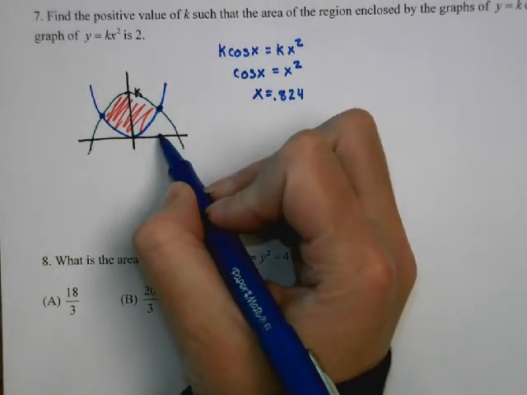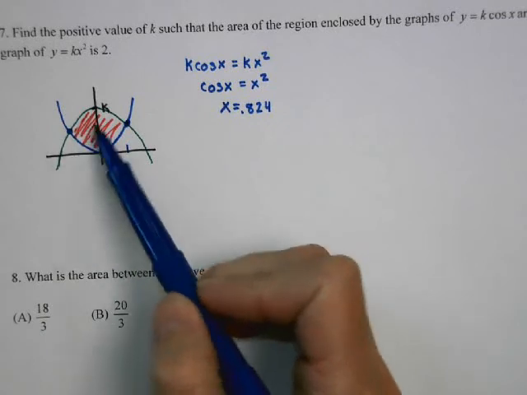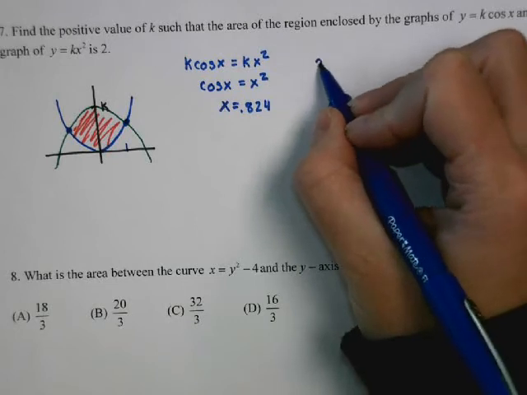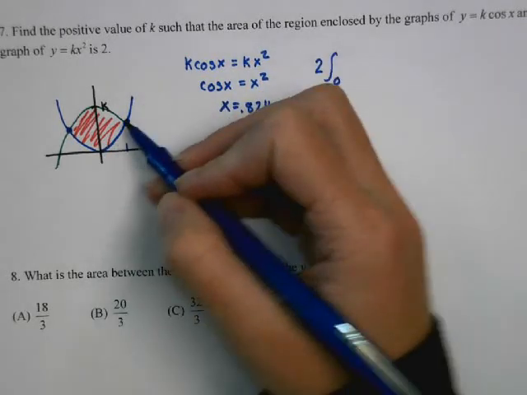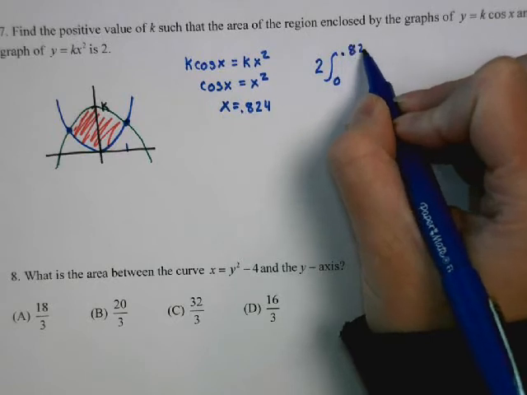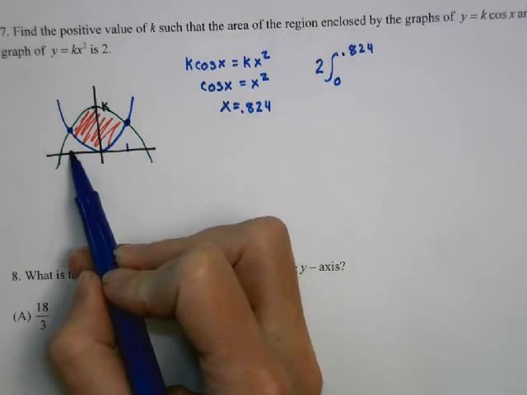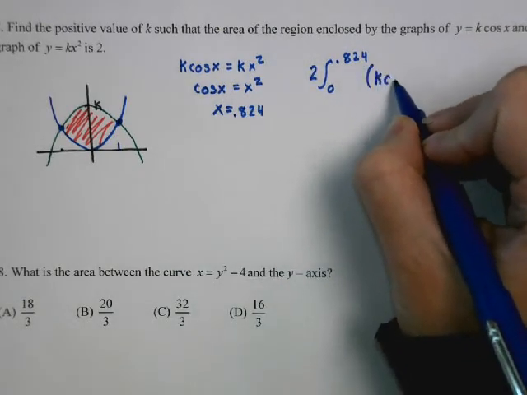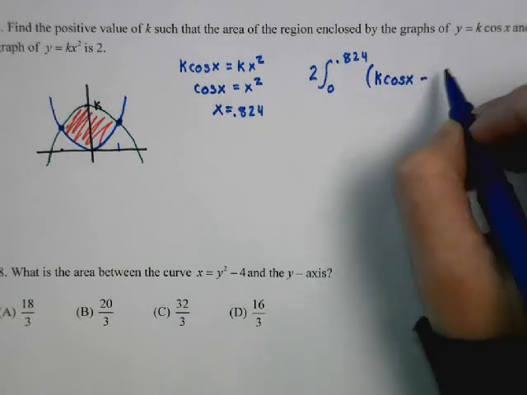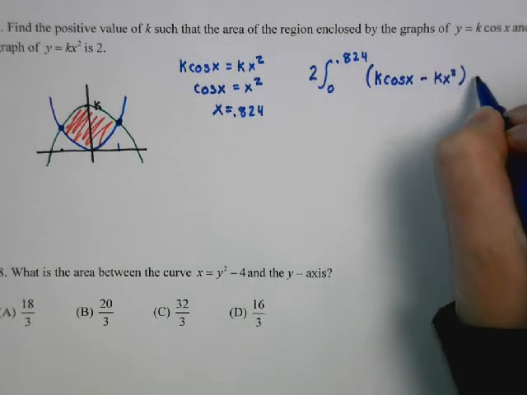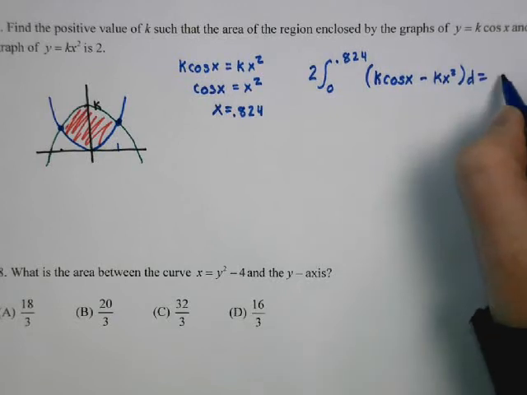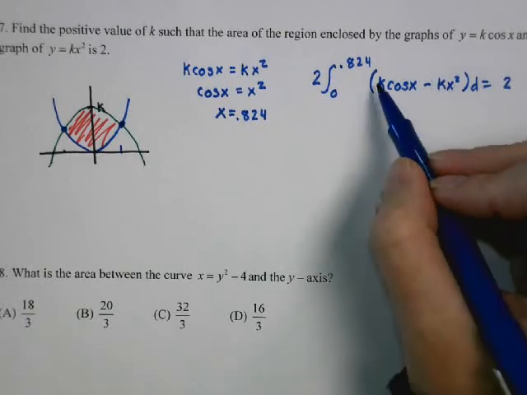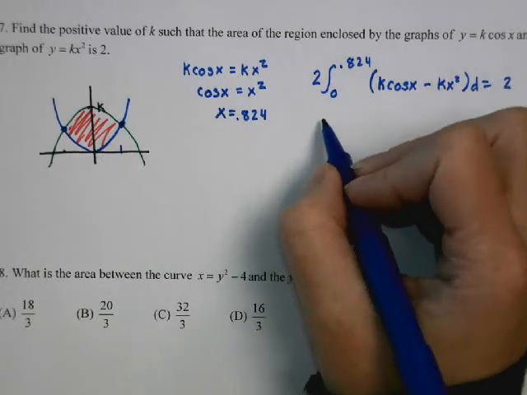Okay, so that's this value. We want this whole area to be 2. So I'm going to say 2 times the integral from 0 to 0.824, and I'm doubling it. I could go from negative 0.84 to 0.84, but this seems easier. The top is going to be k cosine x minus the bottom is kx squared. We want that to equal 2. Well, this k is just a constant, so I can pull that out.